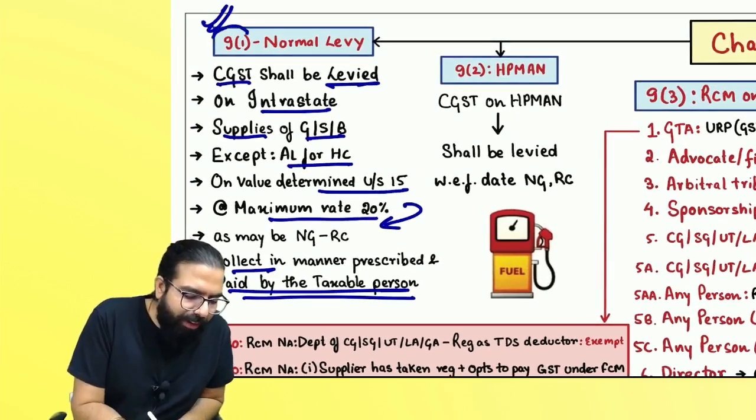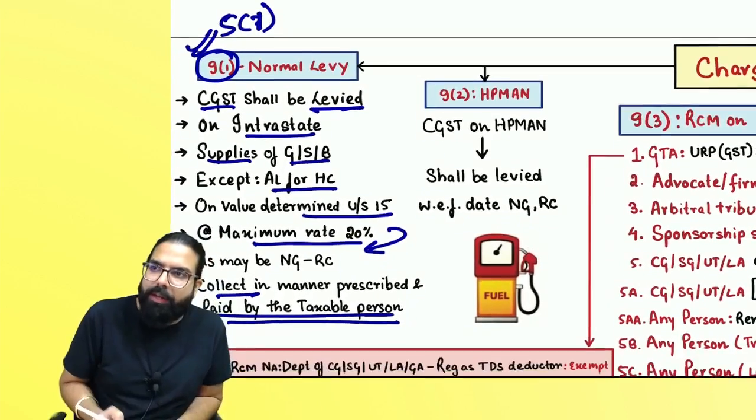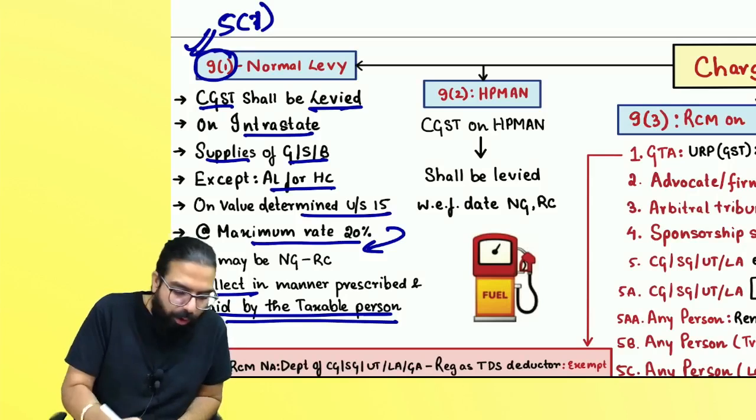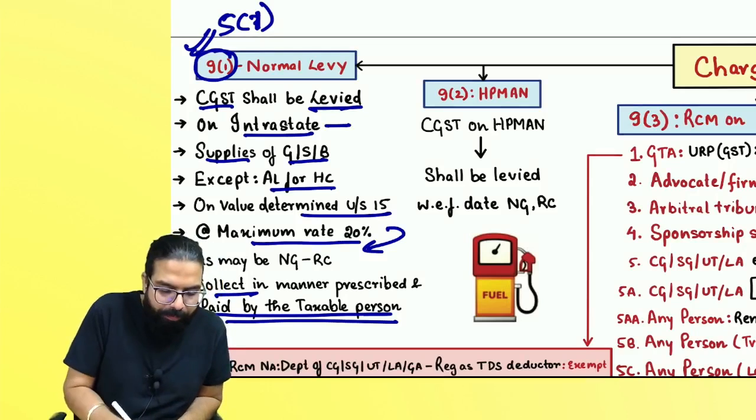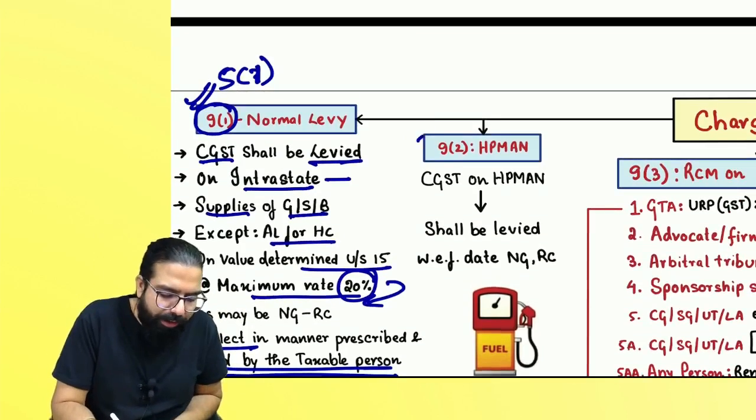Now, sir, if you read section 5.1, which is the IGST levy section, everything written is the same. Only what will happen? Intra becomes inter and 20% becomes how much, everyone? 40%. The next one over here is section 9.2.